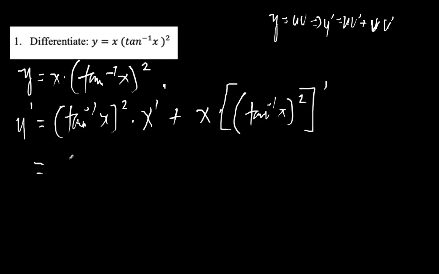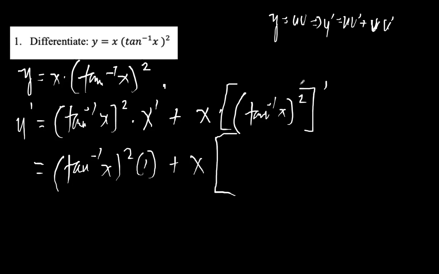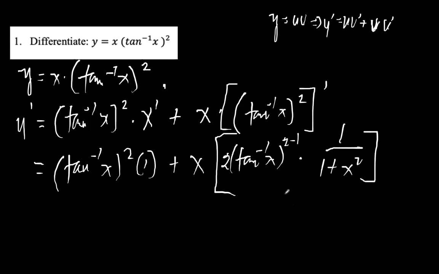Now let's copy this, and the derivative of x is 1. So copy the inverse of tangent x squared times 1 plus x. And what's the derivative of this? How do we differentiate this? Since it has a power of 2, we're going to use the power rule. So that's 2 times inverse tangent x raised to 2 minus 1 is 1, right? And of course, we need to differentiate the base. What's the derivative of inverse tangent x? That's 1 over 1 plus x squared, right? So that's how we do it.